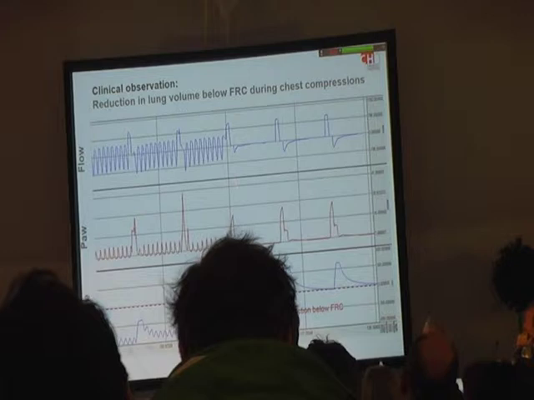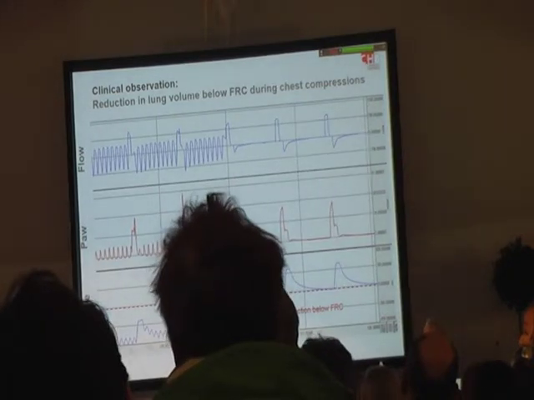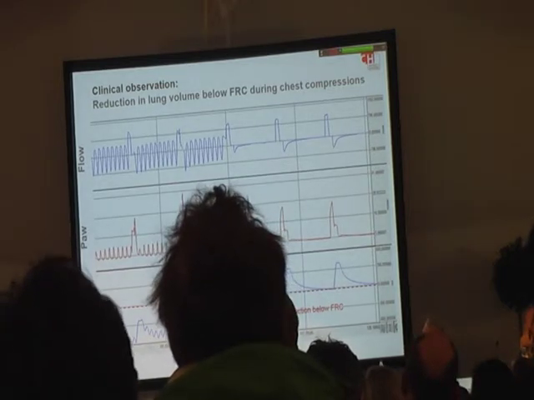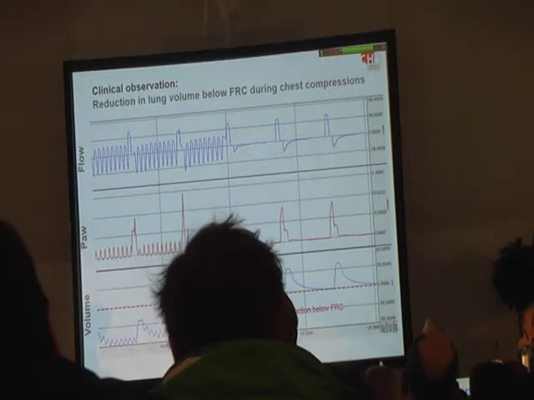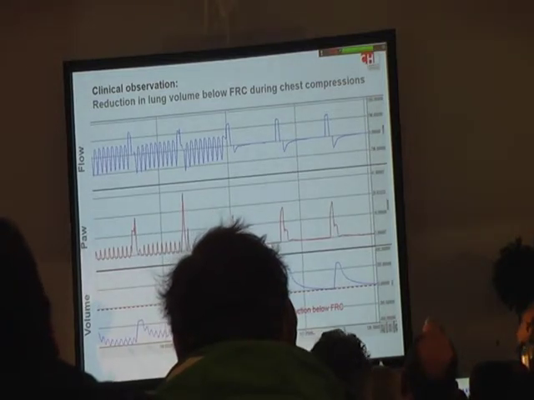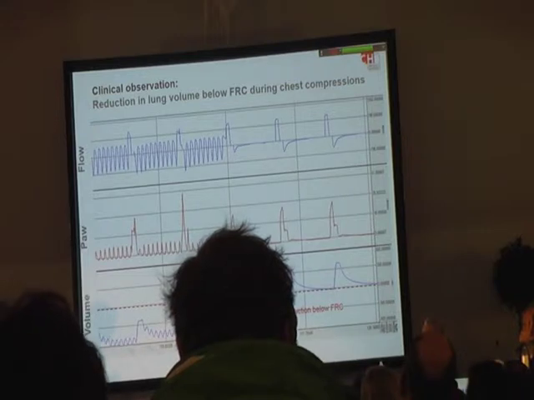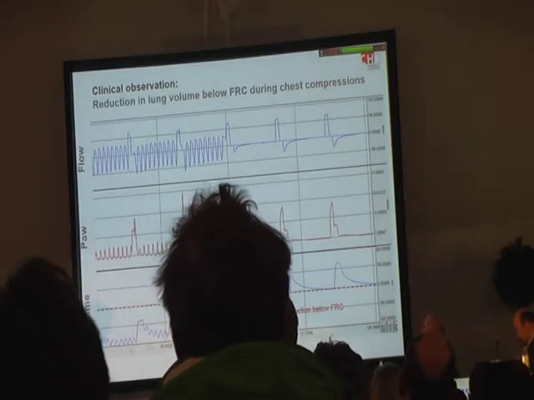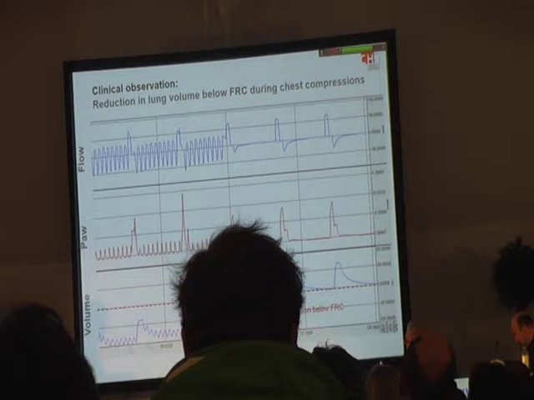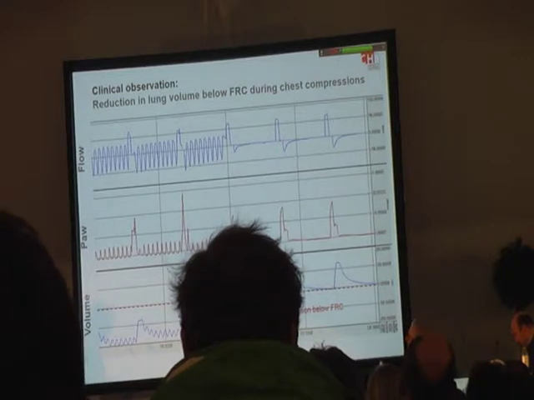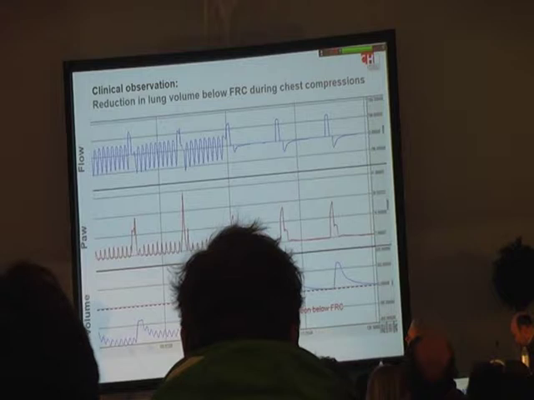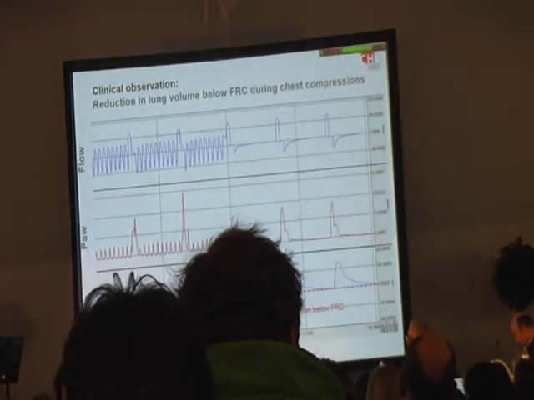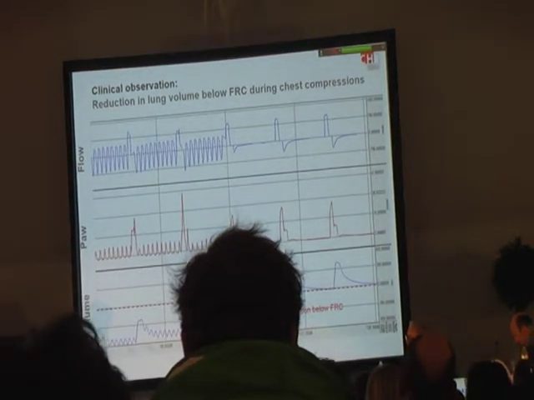There is a pause of chest compression for electrocardiogram analysis. And you can see that in this patient, the reduction of lung volume below the FRC during chest compression is extremely huge, minus 600 milliliters. This is very important because it may interfere with oxygenation and compromise oxygenation, but also stress the lungs during the resuscitation.